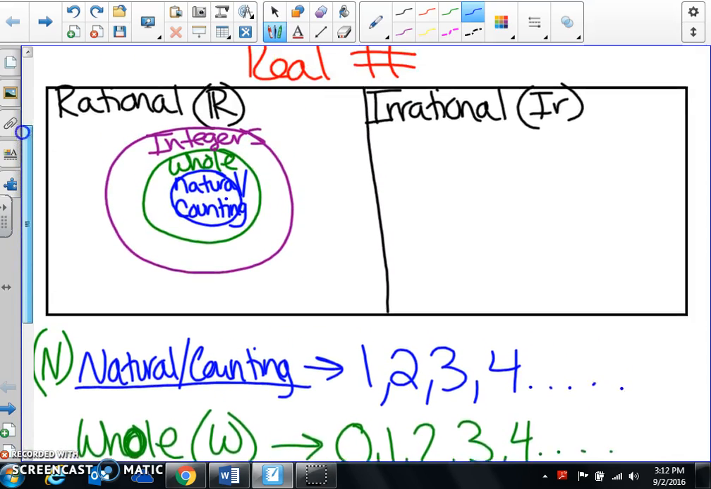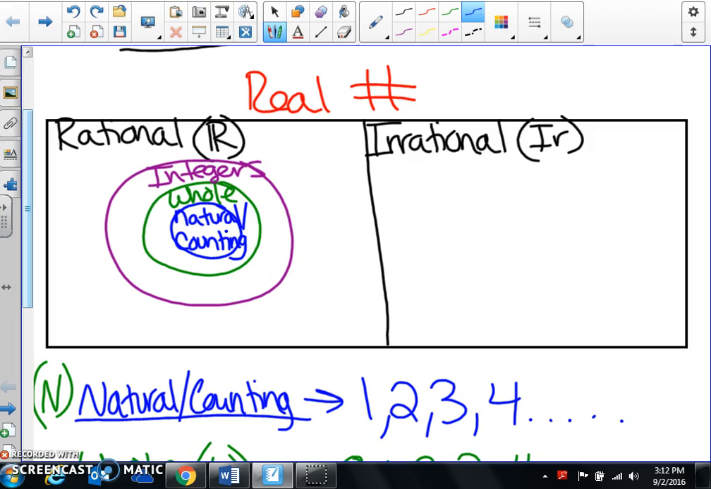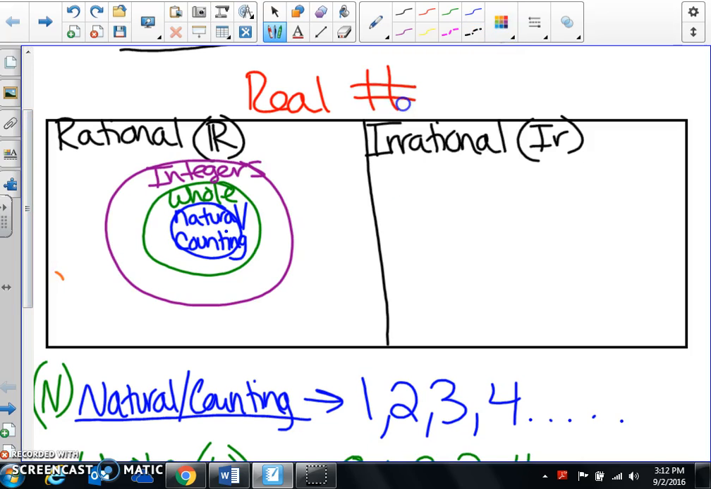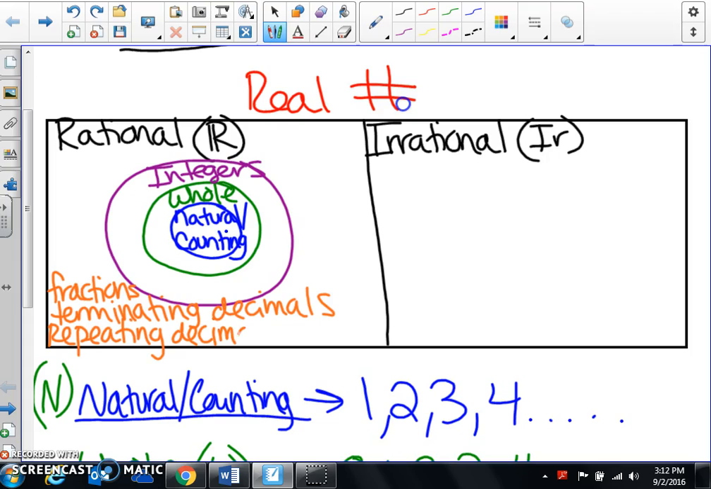Within rational, there are a couple other things, okay? So for rational, we have fractions, and these are outside of the other circles, okay? So all fractions are rational numbers. And then we have two types of decimals. So we have terminating decimals, and we have repeating decimals with a pattern.